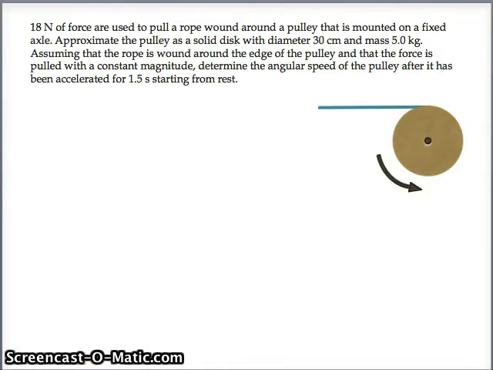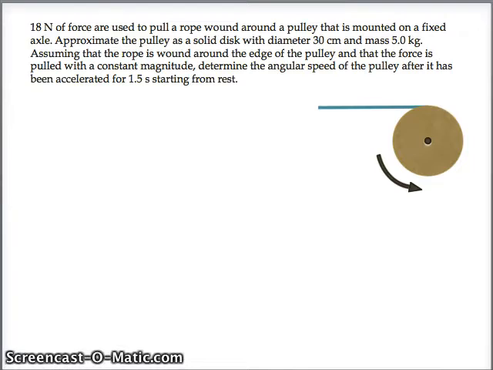If you need to take a minute to write down this formula, or this problem, into your notes, please do so. This is very similar to what you did in part 1 of the lab a couple of days ago, where we had a fixed pulley and pulled on a string, and that caused that pulley to rotate. But this is a much larger pulley, mass of 5 kilograms, diameter of 30 centimeters. That's a ruler stretched across it.